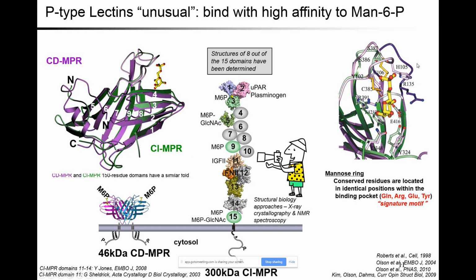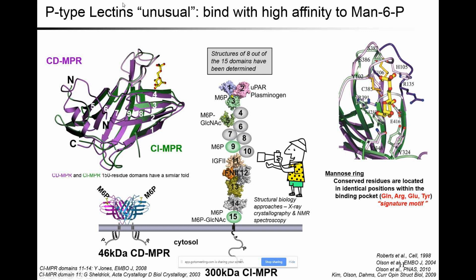So here we have a close-up view of one of these P-type lectins. We have mannose-6-phosphate. We have the mannose ring here. The phosphate group is shown here. And by these high-resolution structures, we know all the different amino acid residues that are interacting and forming hydrogen bonds with this mannose-6-phosphate.